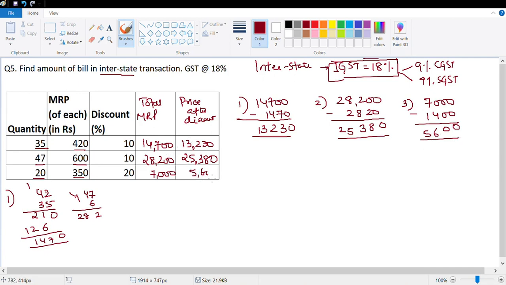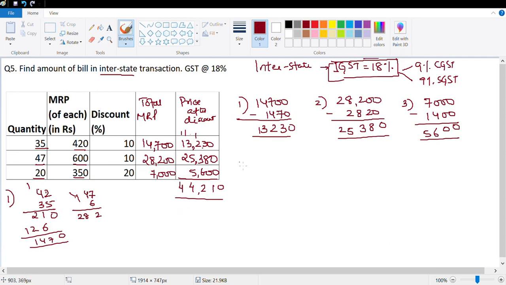Let's go ahead and add. This is 0. 8 plus 3, 11. This is 3 plus 5 plus 1, 6 plus 6, 12. This is 1, 5, 8, 9 plus 5, 14, 2, 3, 4. So this is 44,210. Next, we need to calculate GST.